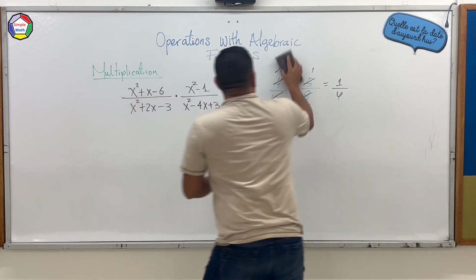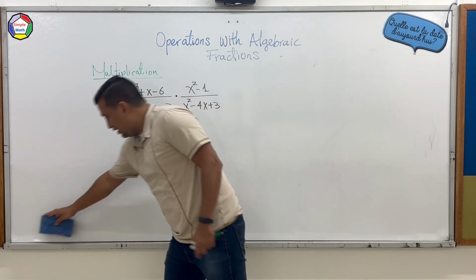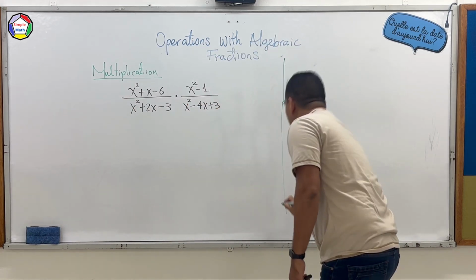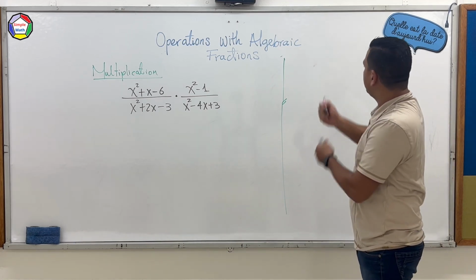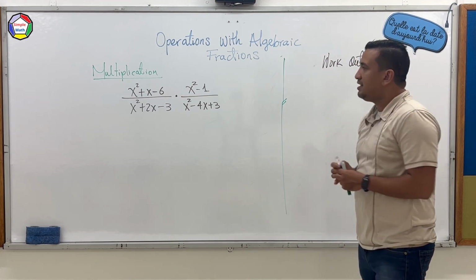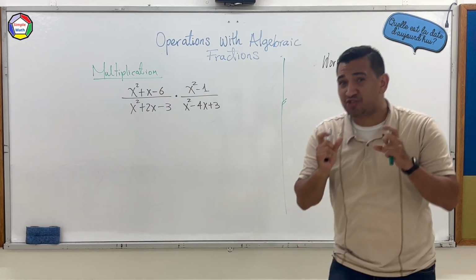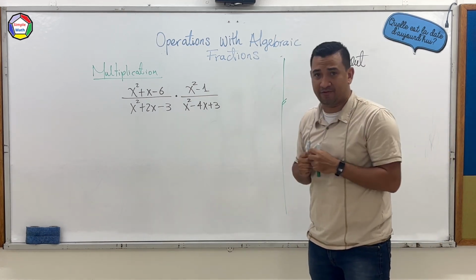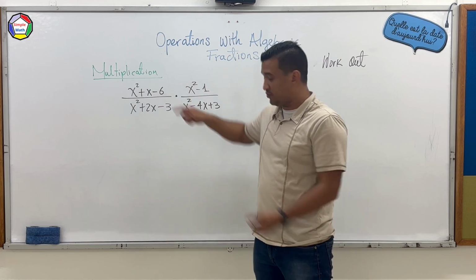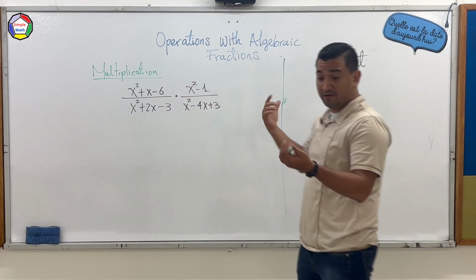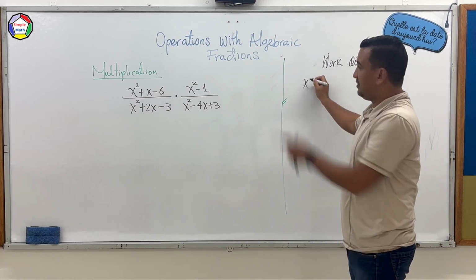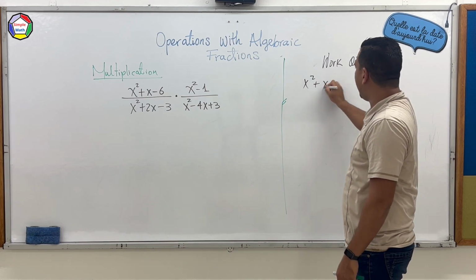So, the solution is to open space to do all the factorization strategies. This is my workout, and I will take each part of each algebraic fraction. So let's focus on the first part. What factorization case is this one? I'm going to rewrite the numerator of the first fraction here and analyze which factorization case it is. The numerator of the first fraction is x squared plus x minus 6.